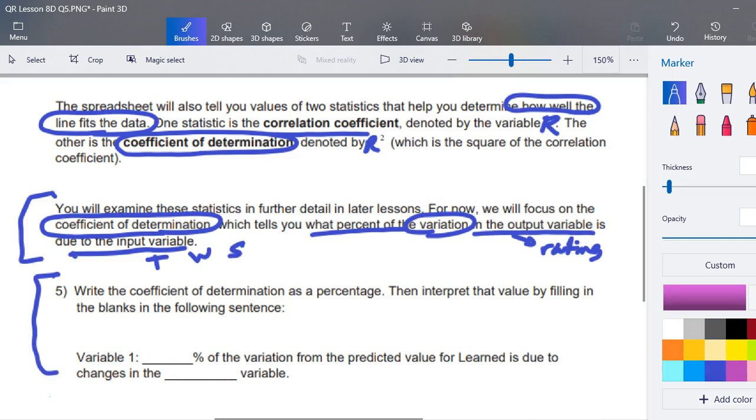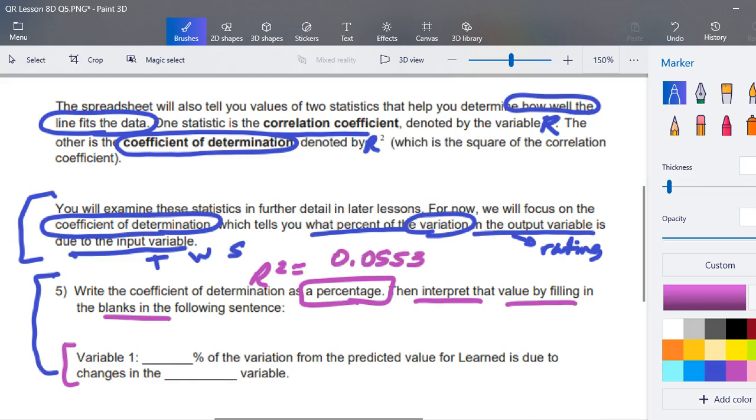It says write the coefficient of determination, the R squared, as a percentage, and then interpret that value by filling in the blanks of the following sentence. So you need to have this language in your memory. Variable 1 was our technology. And when we looked at the R squared on the technology, it was this number. It is a decimal and written as a percent. It's about 5.5 or maybe 6 if you want to go there.